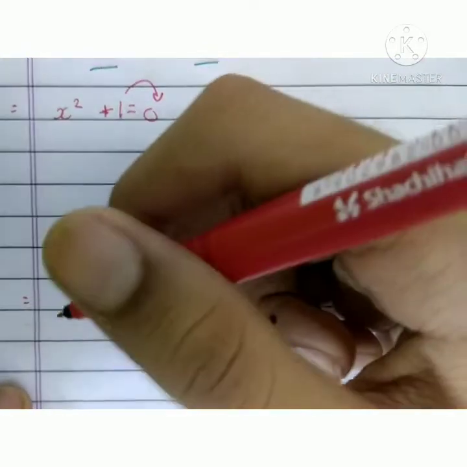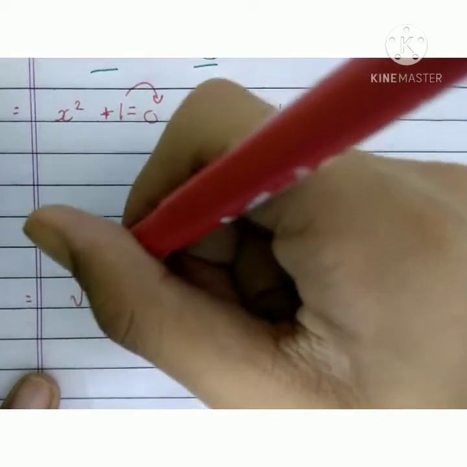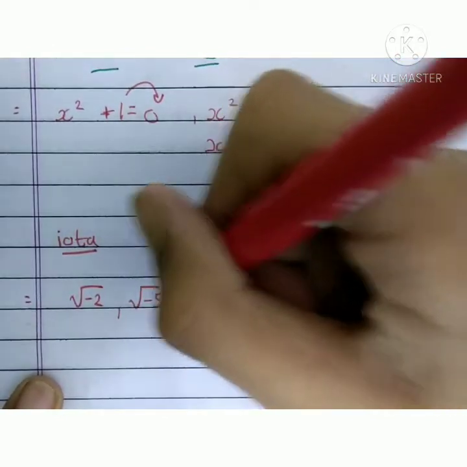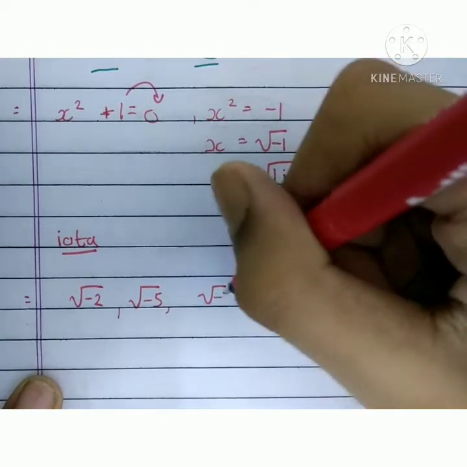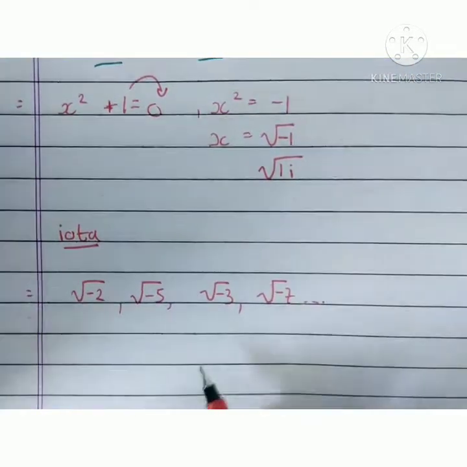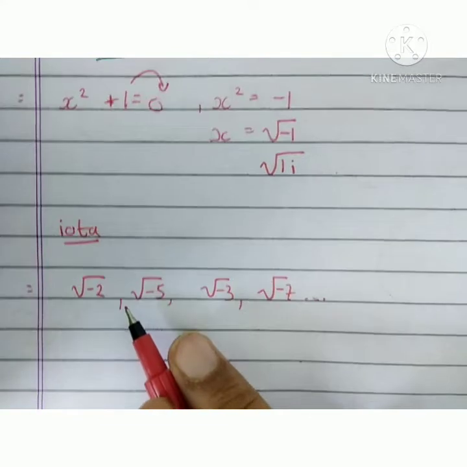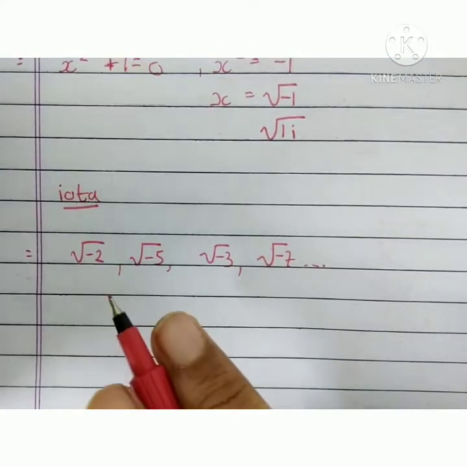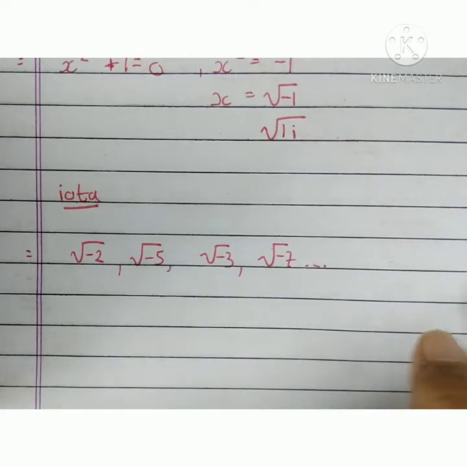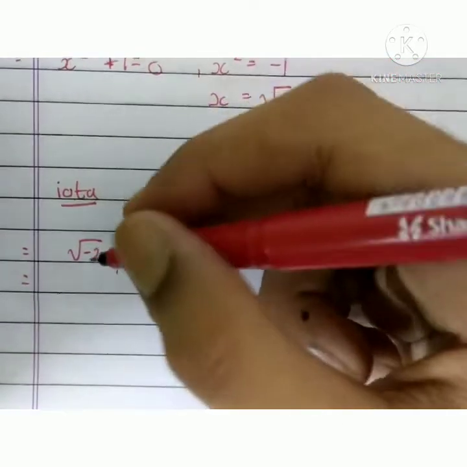There was a mathematician Euler, and he thought about numbers like root minus 2, root minus 5, root minus 3, root minus 7, etc. How can they be expressed? So he thought of complex numbers and imaginary numbers, you can say. Okay, let's see what he did.